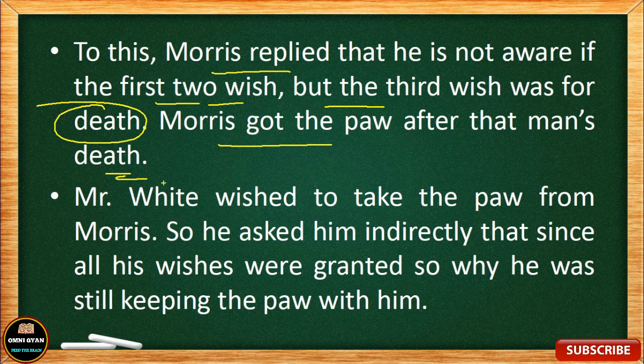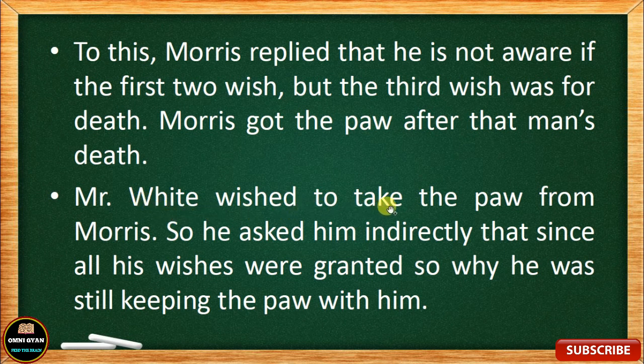Let me just clarify it once more to you. Okay, when Mrs. White asked whether this monkey's paw had granted wish to any other person also, Morris replied that yes, it has granted 3 wishes to somebody else also, but I do not know about the first 2 wishes. पहला 2 wish मुझे पता नहीं, but the third wish was for death. And after the death of this man, I got the monkey's paw.